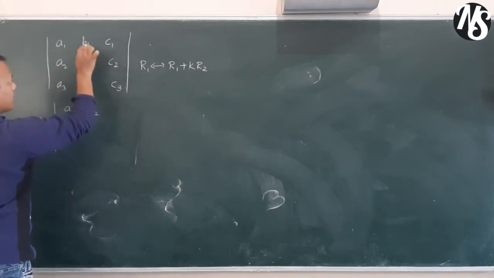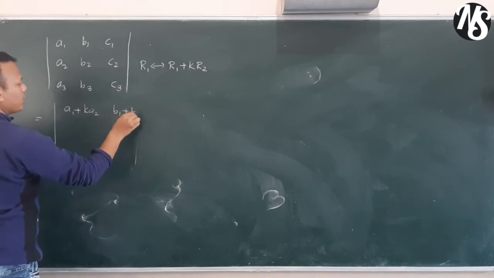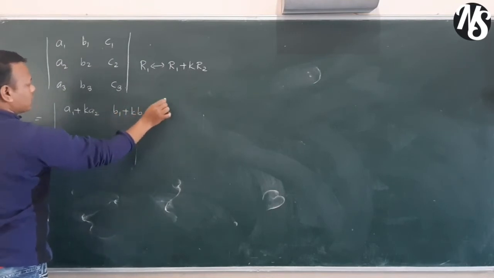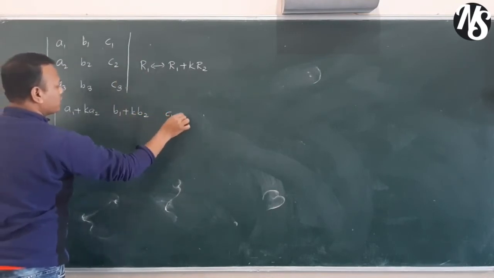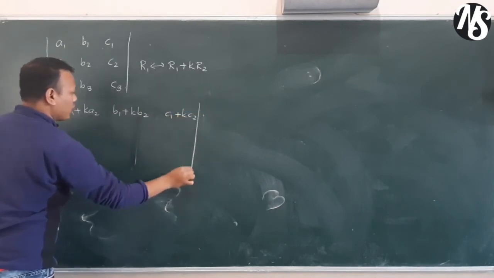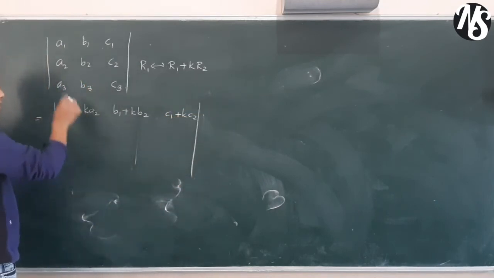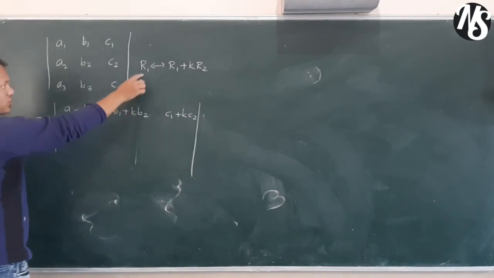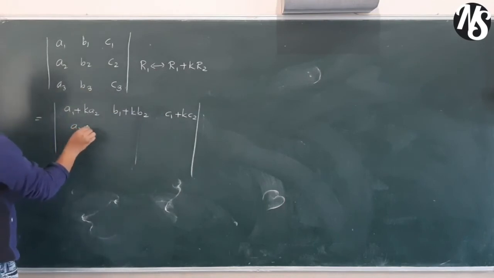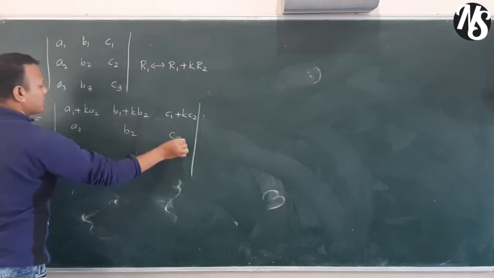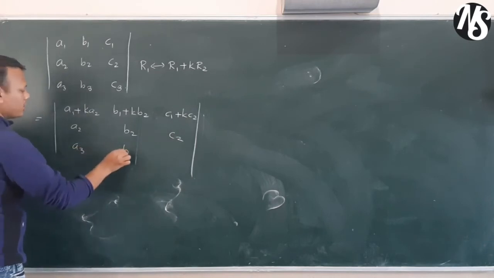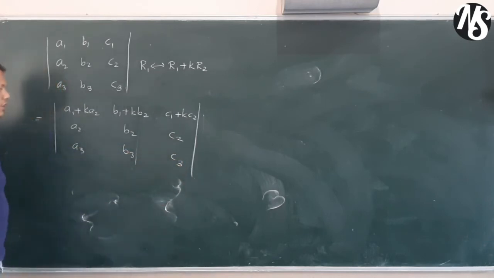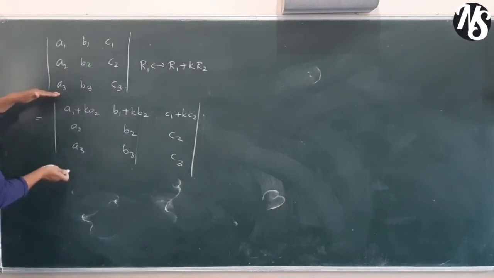Similarly, we have B1 plus K B2, and the last one, C1 plus K C2. If I do this operation, then the value remains the same. That's what the question is saying. So basically you are changing only row 1. We'll keep row 2 and row 3 as it is, B3, C3. So the value of this determinant and this determinant remains the same. That's what property number 8 says.